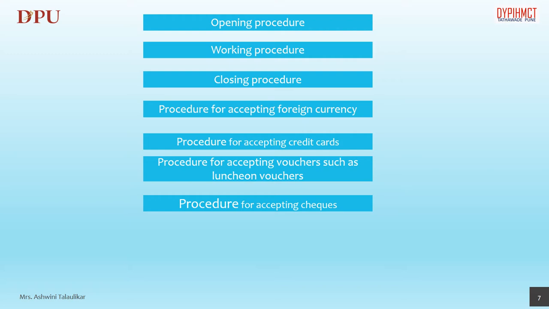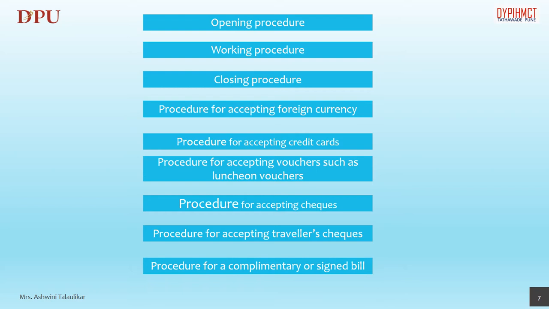Procedure for accepting travelers' checks. What travelers' checks are acceptable? What currencies are acceptable? Witnessing and checking signatures. How this is to be recorded? And the last procedure is procedure for a complimentary or signed bill. Check against current list of authorized persons and their signature and how this is to be recorded.